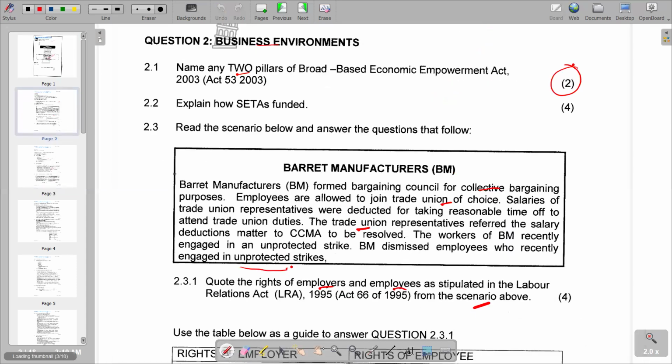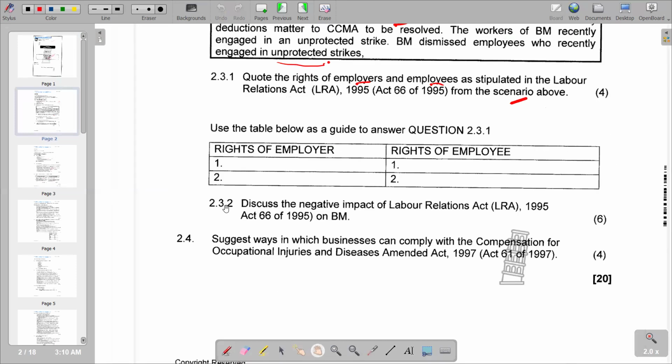So we go to the next part of the question, which is now 2.3.2, which reads: discuss the negative impact of the Labour Relations Act 66 of 1995 on businesses. So what is the negative impact that the Labour Relations Act has? Obviously, the Labour Relations Act is going to come with some rights of the employees, which are going to negatively affect the operations of the business.